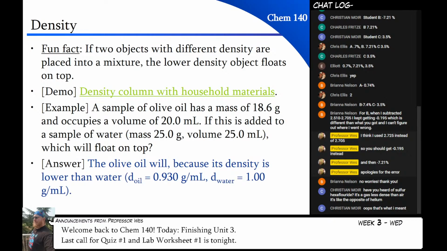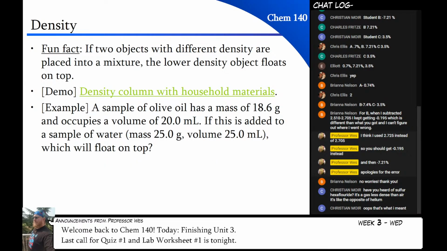It's really cool. All right, so I'm going to have you try this mathematical example using the formula for density. So very basic application. I'm going to put olive oil and water with these properties and quantities into a tube. They do not form a mixture, so they do separate out. Which one lands on top? Is it the olive oil with mass 18.6 grams and 20 milliliters volume, or the water, which is mass 25 grams and volume 25 milliliters?